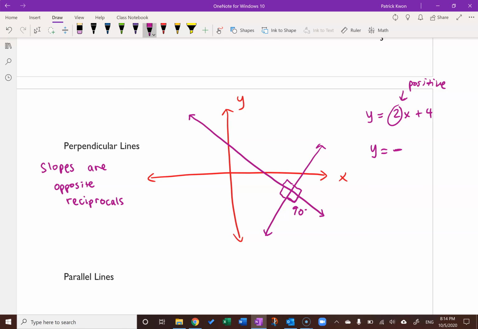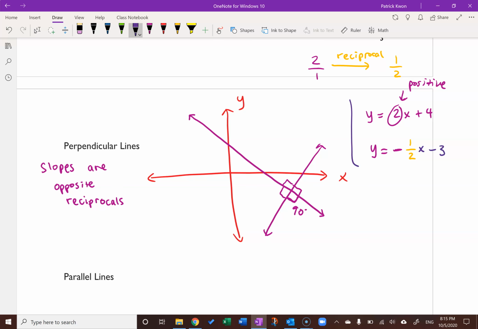Now you might be asking yourself, Mr. Kwan, 2 doesn't look like a fraction, but we can make it a fraction. So we have 2 over 1, because 2 divided by 1 is still 2. Now the reciprocal is you just flipping the numerator and the denominator. So the reciprocal is going to be 1/2. So y equals negative 1/2 x. And then you can make your b value whatever you want. So negative 1/2 x minus 3, for example.